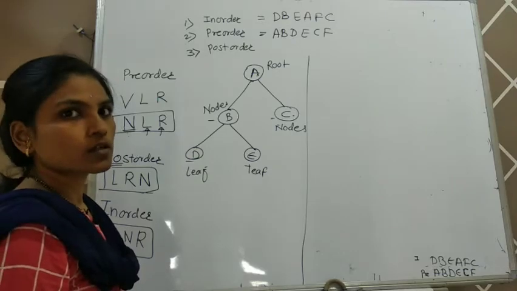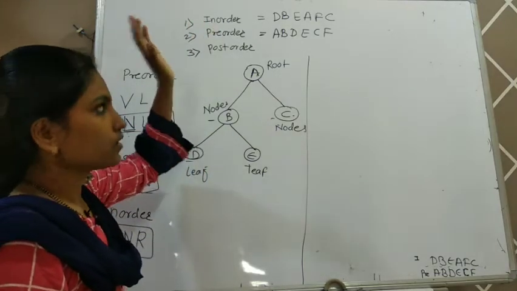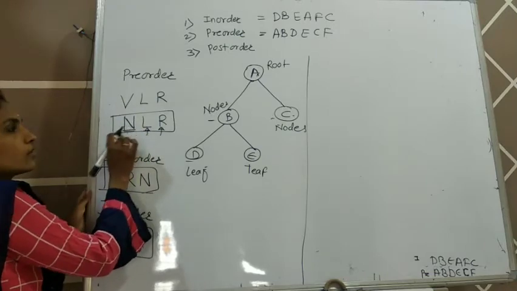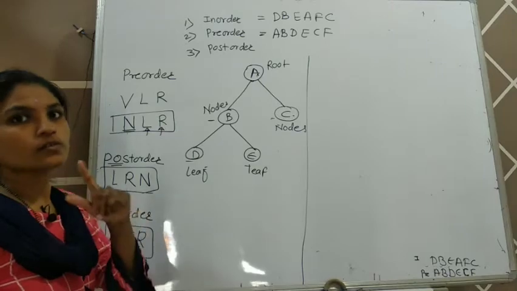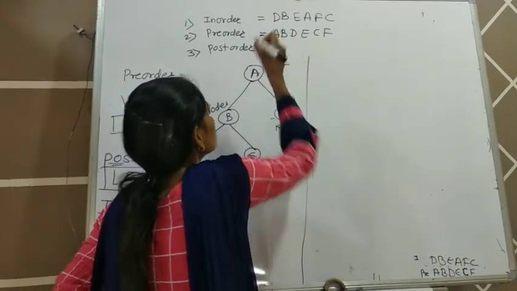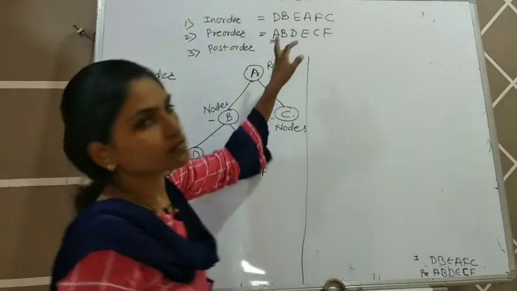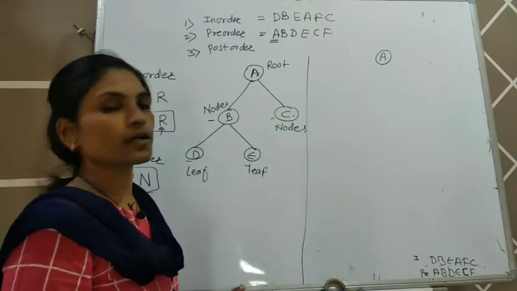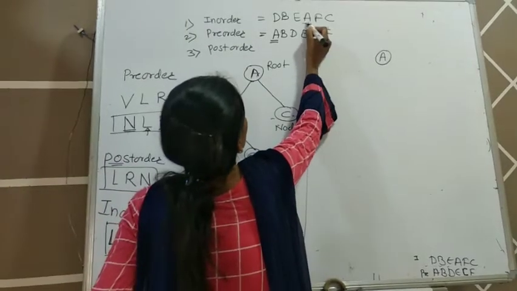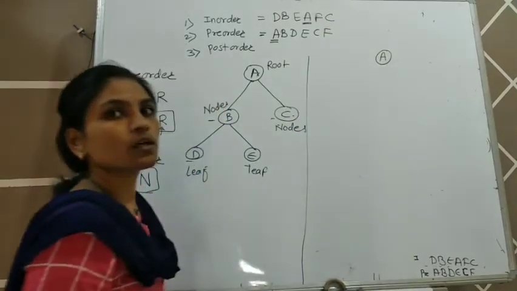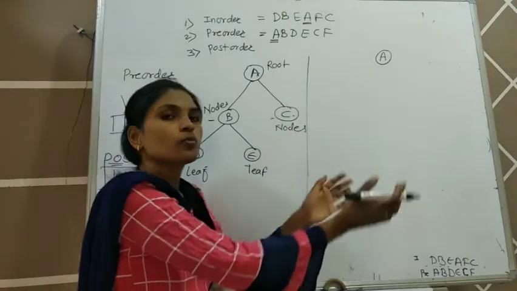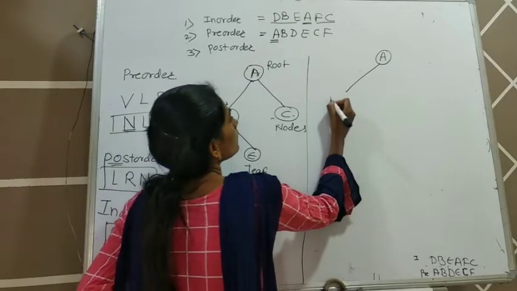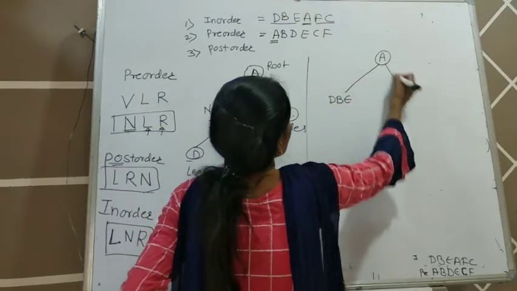So you need to first draw the tree from these two sequences. We know that in the pre order we are visiting the node first. That means you are visiting the root node first. So from this preorder sequence we come to know that A is the root node. So we can draw A here. Then after drawing A, you have to see what nodes are on the left side of A and what nodes are on the right side of A. So divide this: DBE and FC. The left of A is DBE, right of A is FC.